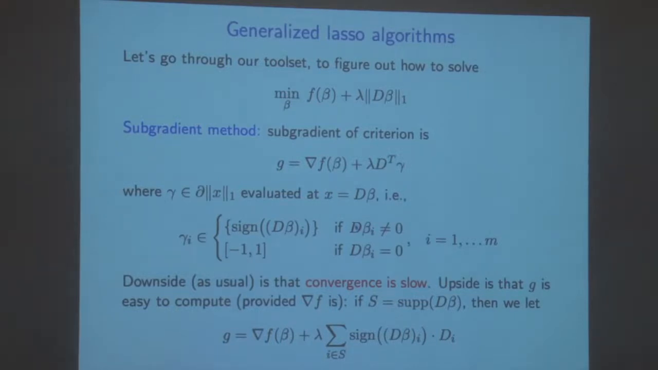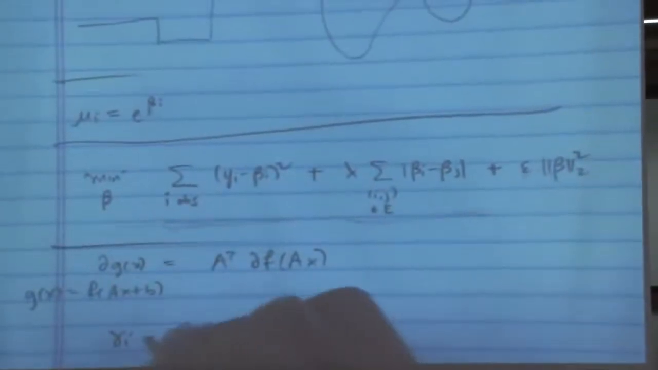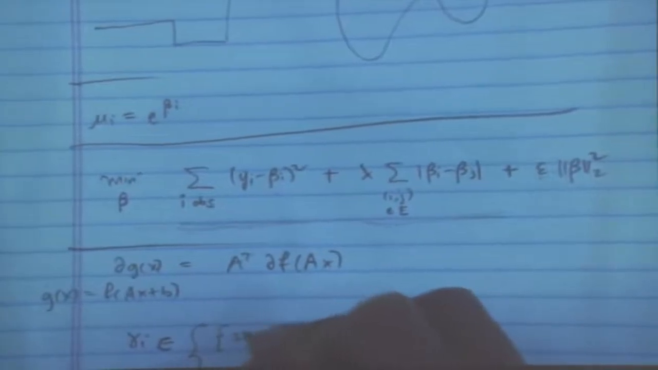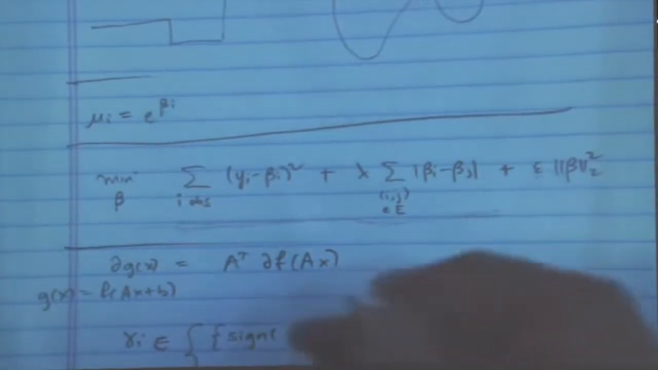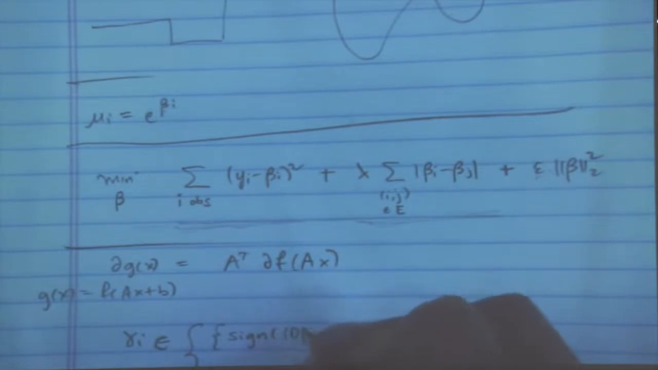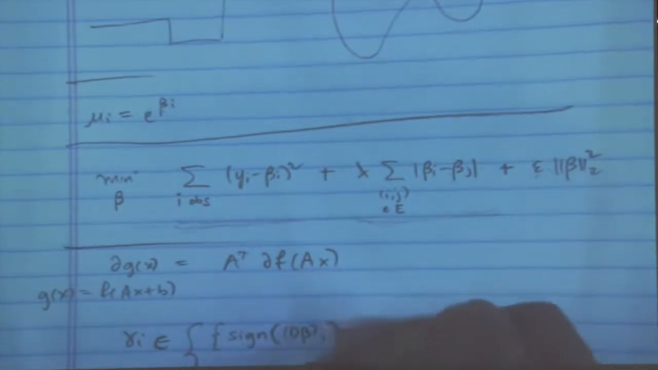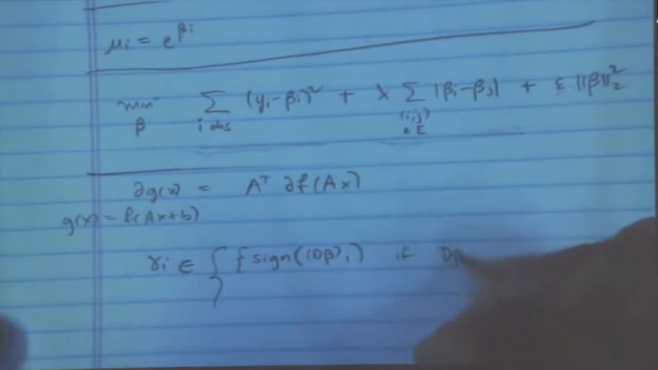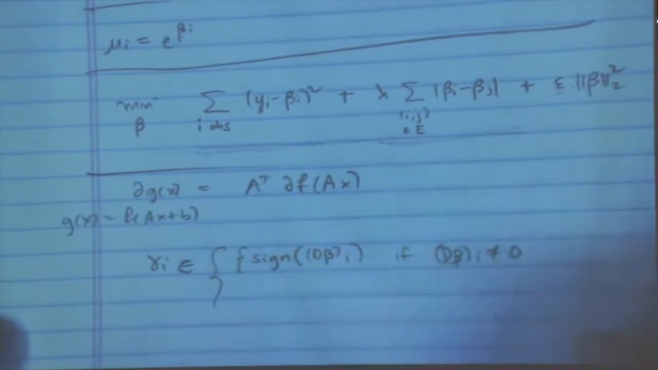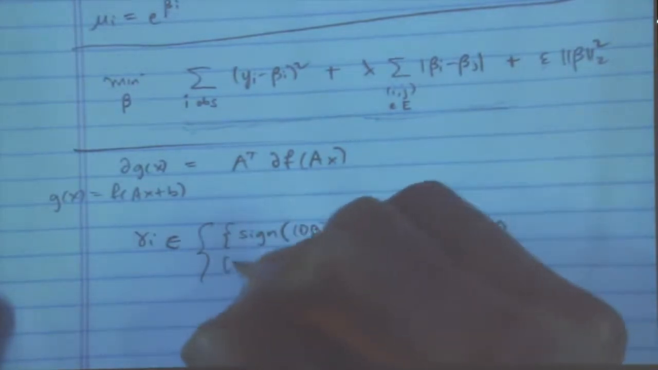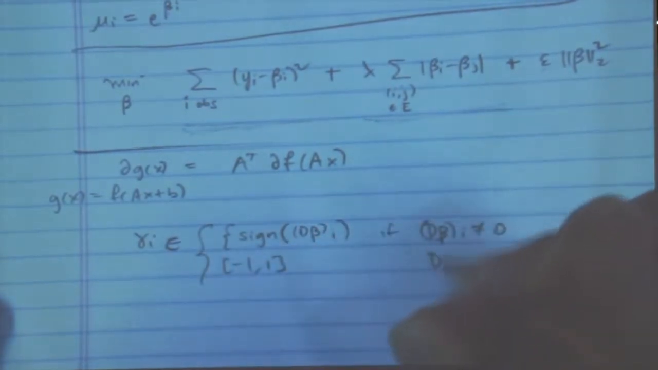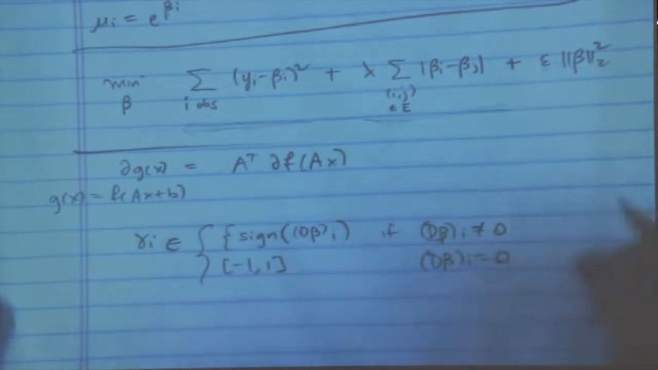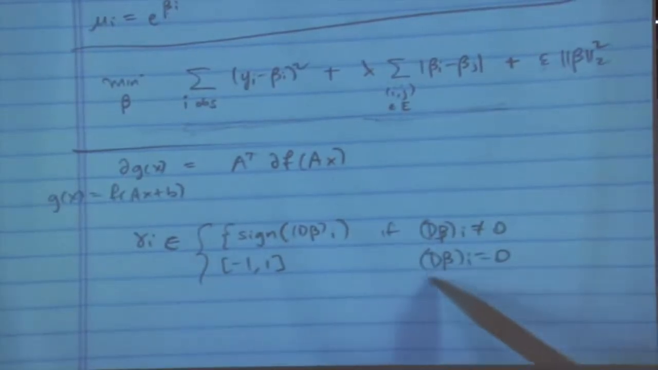This is a typo here. Each one of these should say D beta in brackets. So gamma i is going to be either equal to, or in the set containing, the sign of D times beta in the ith component if that whole component is non-zero. Otherwise, anything between minus 1 and 1. This is just the subgradient of the 1 norm evaluated at this argument, D beta.